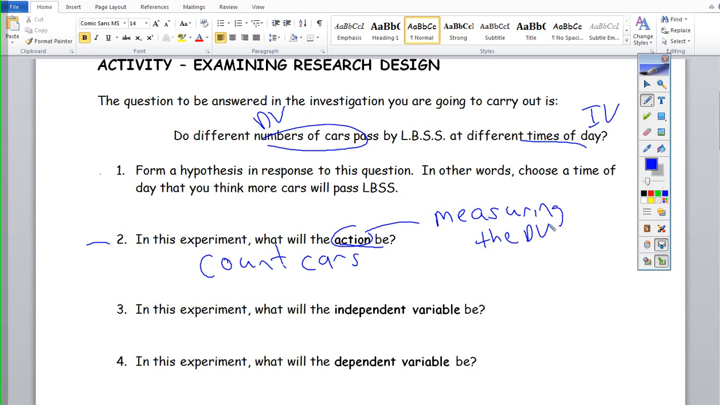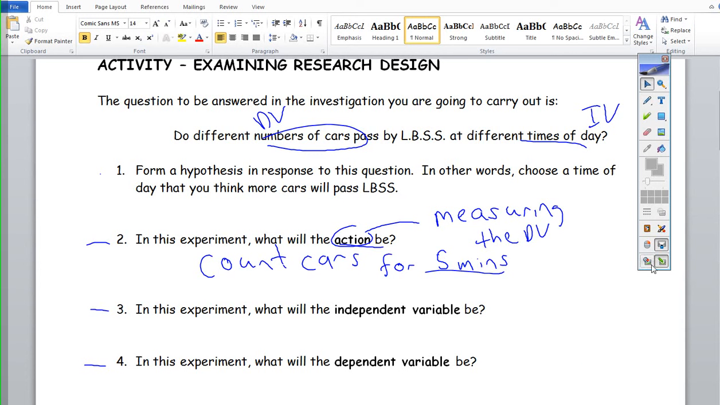So I'll let you fill out number 3 and 4 on your own, seeing that we just kind of did it. But I want to jump down to, I'm going to add one more thing, and this should be a hint about what our constant is. You're going to count cars for 5 minutes. Okay? You're going to count cars for 5 minutes. Are there any questions?